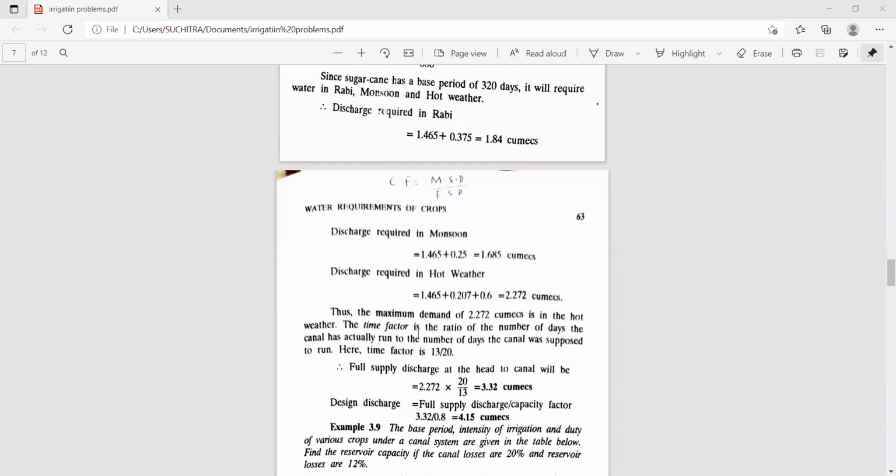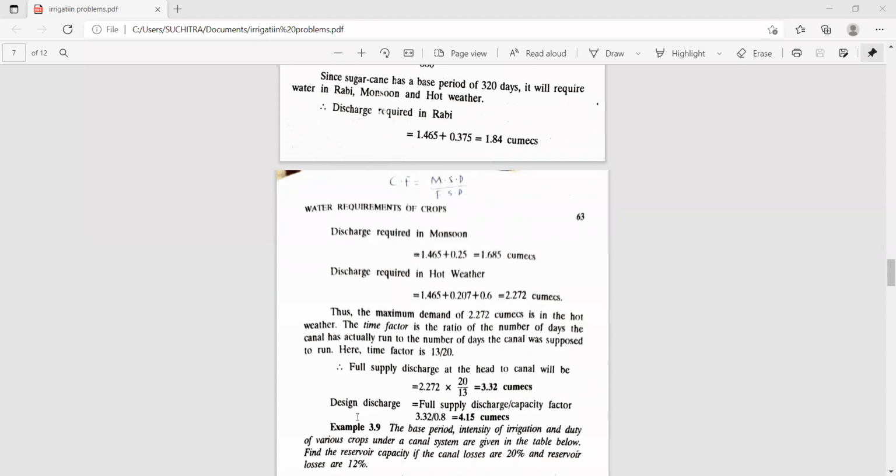So the time factor is the ratio of the number of days the canal has actually run to the number of days the canal was supposed to run, that is the number of irrigation period. So in this problem, the time factor is given as 13 by 20. So the full supply discharge at the head of the canal will be 2.272 divided by 13 by 20, that is 2.272 into 20 divided by 13, it works out to be 3.32 cubics.